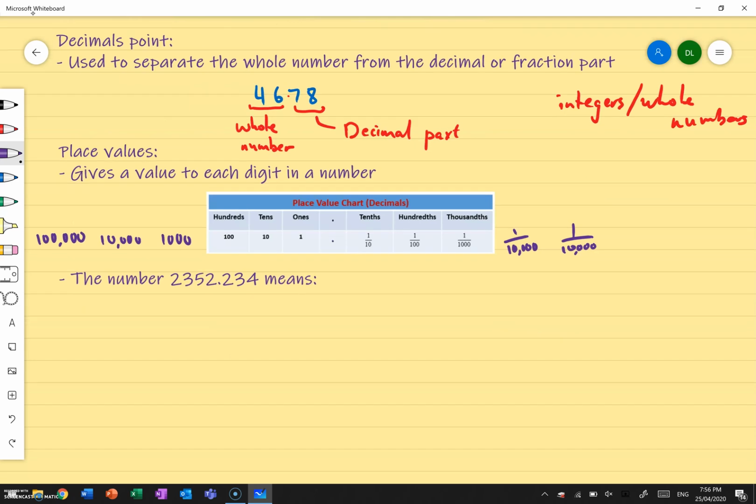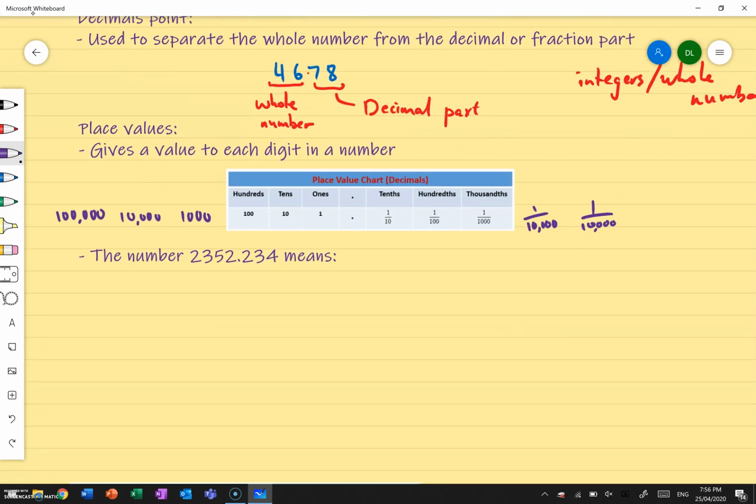Now, if I'm using this example of this number over here, 2,352.234, what that number means is, if I'm just looking at this 2 here first, that's 2 in the thousands position, right? Thousands. So I say 2 times 1,000 plus, now this 3 over here, that 3 is in the hundreds position. So I write 3 times 100 plus the 5, which is in the tens position, right? 5 times 10 plus 2, which is in the ones position, so it's 2 times 1.